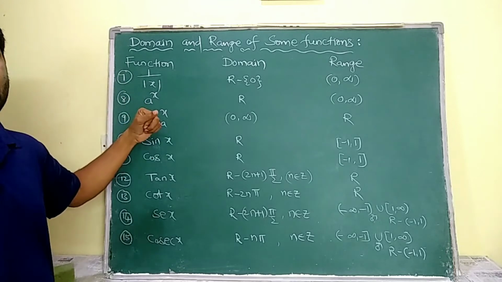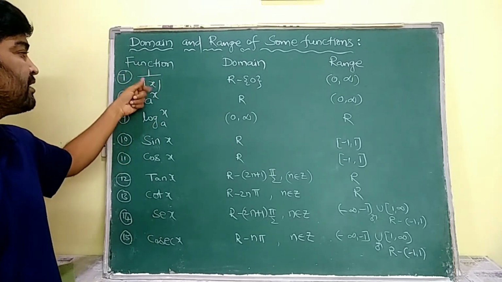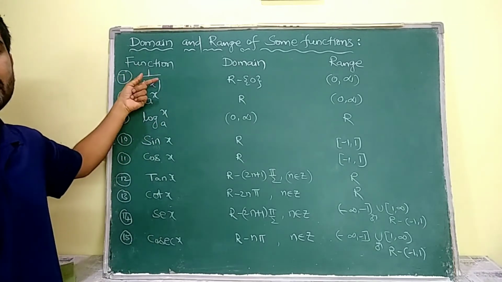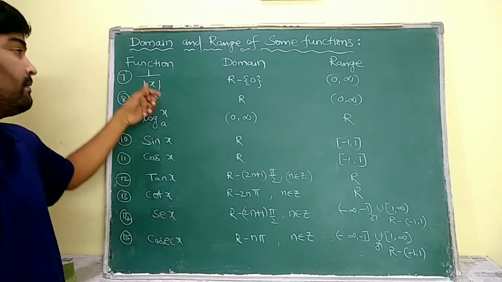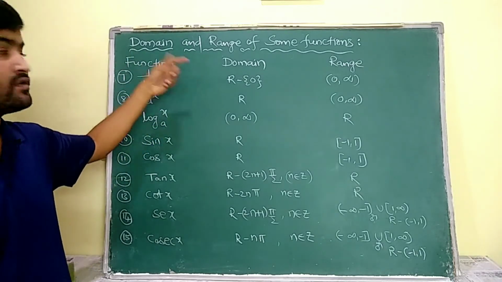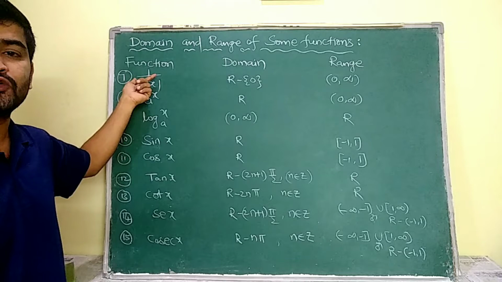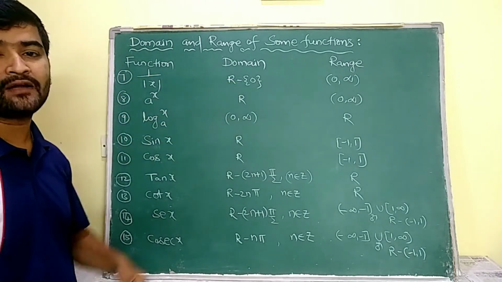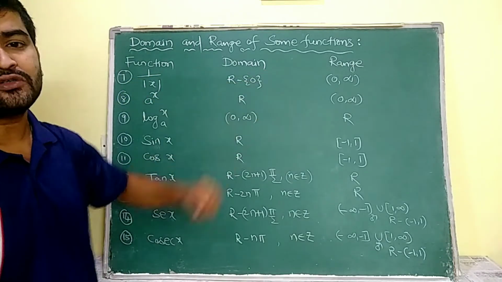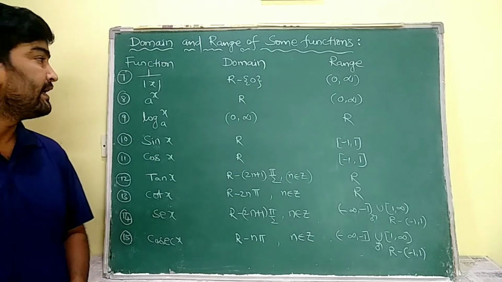1 by modulus x. So 1 by modulus x means we discussed that for modulus x the domain is real numbers, but it is in 1 by x form. So that's why here we are not going to use 0. So R minus 0 is the domain, and 0 to infinity is the range.